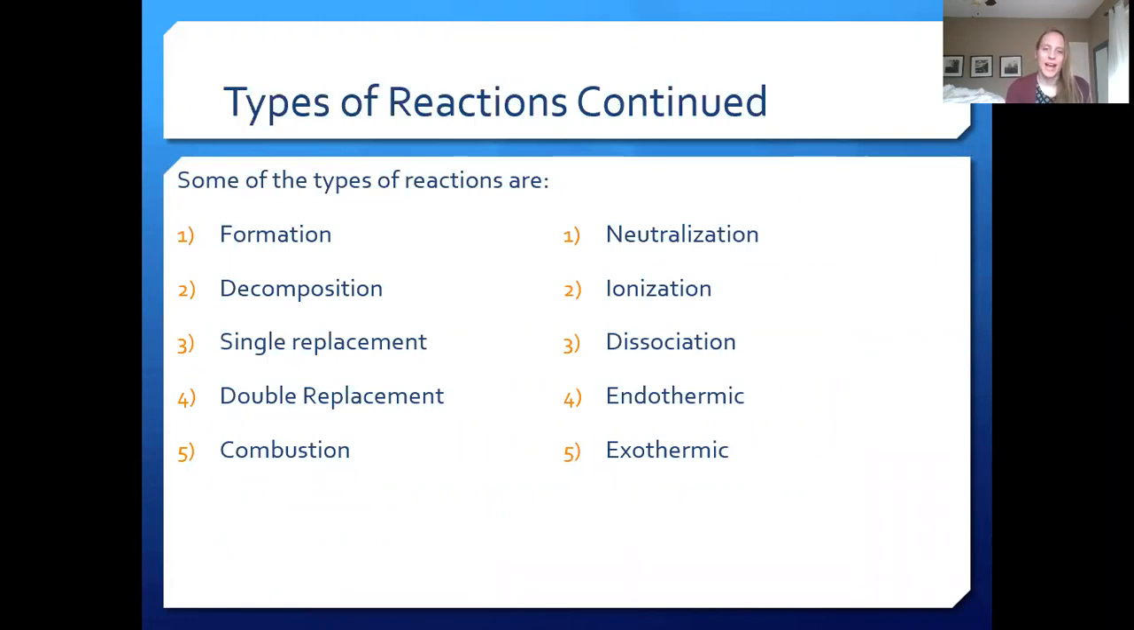So the different types of reactions, again, these are all ones that you've seen either last year or earlier this year. So formation, which is also called synthesis, decomposition, single and double displacement or replacement, combustion, neutralization, ionization, dissociation, endothermic, and exothermic. Those should be numbered 1 to 10. I don't know why there are 2 of every number.